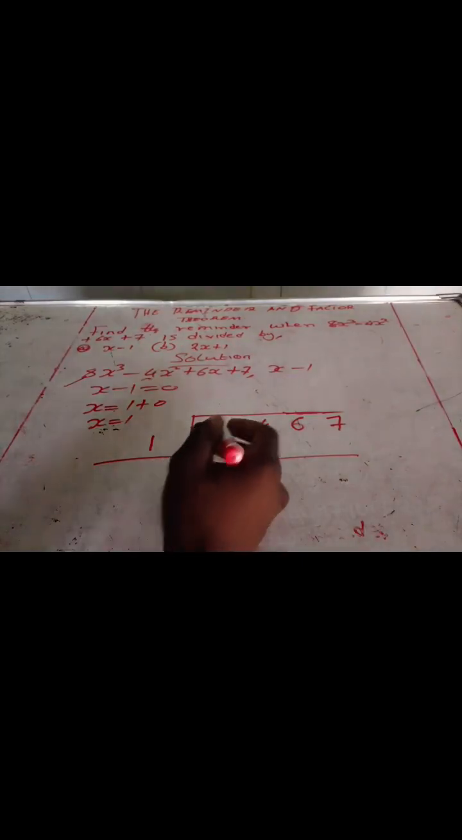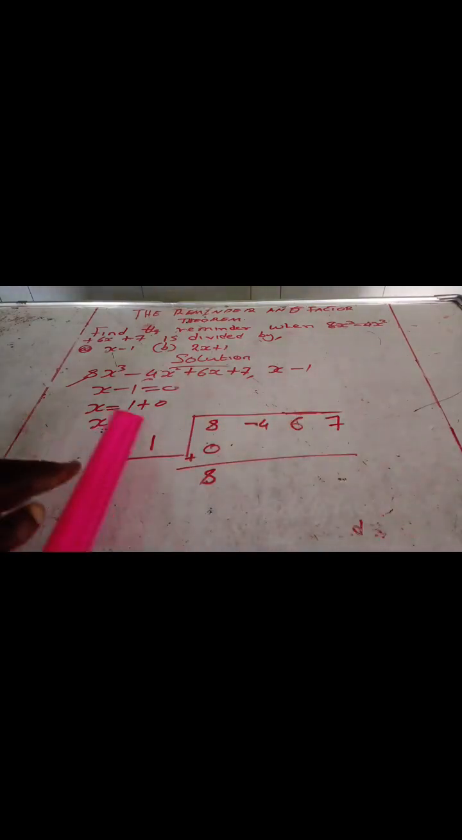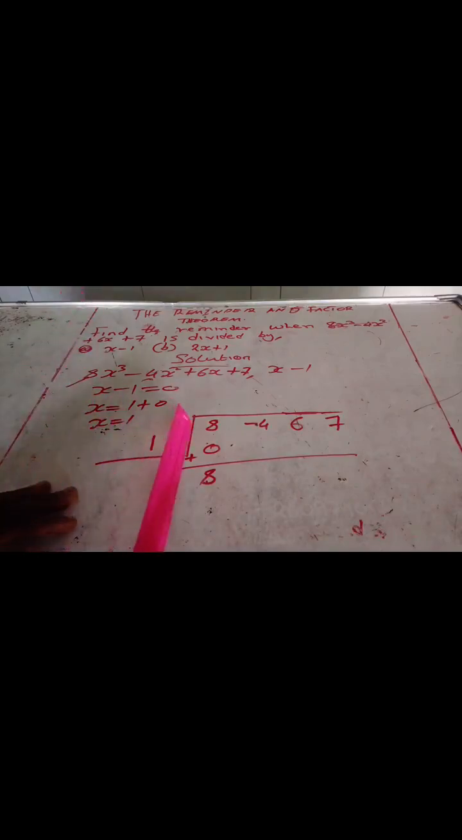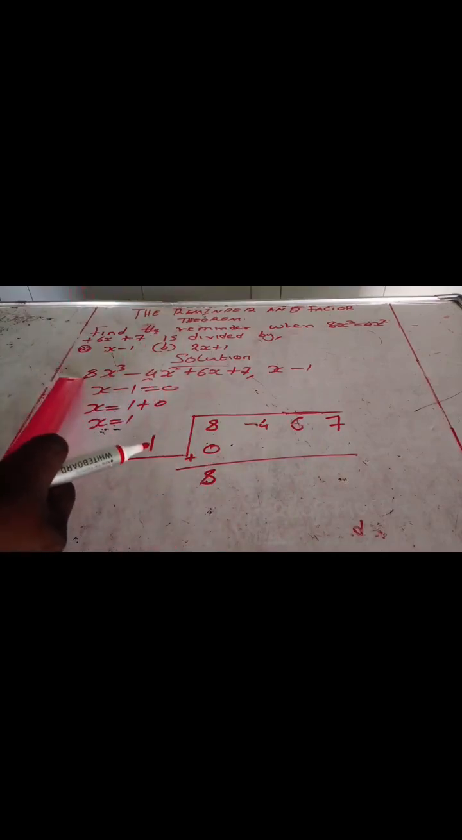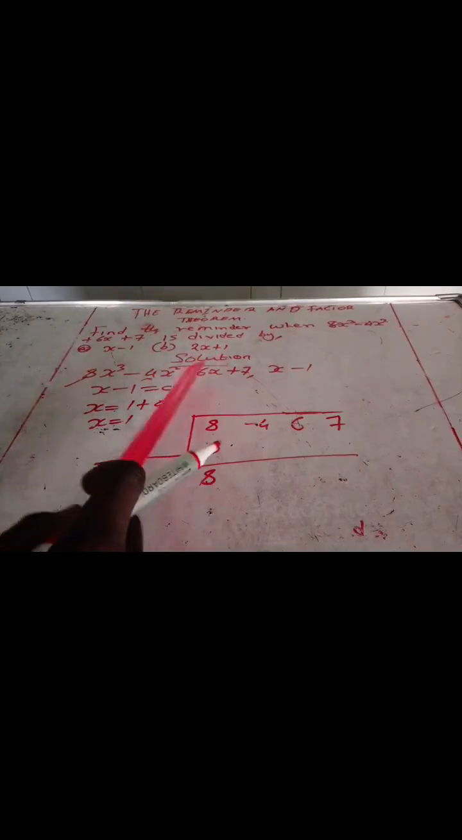So 8 plus 0 gives us 8. So I repeat on this part. This side you put the value of the divisor which you have found to be 1. And then in here you begin by putting the number with the highest power. So in this polynomial of ours, 8 is the number with the highest power, followed by negative 4, which is the second, and then 6 is the coefficient of x. It has the least power compared to this, plus 7, which is a constant number.